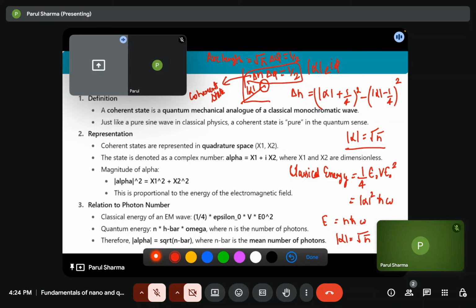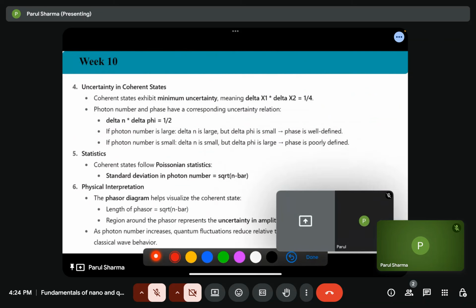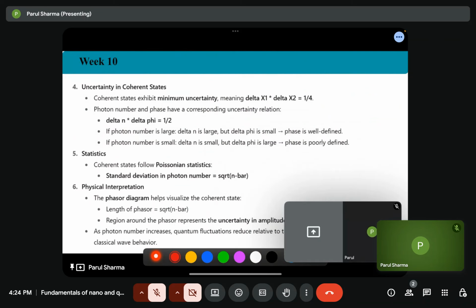If we have a large number of photons, delta n is large, but delta phi is small, so the phase is well defined. In the reverse case, if the photon number is small, then the phase is poorly defined.